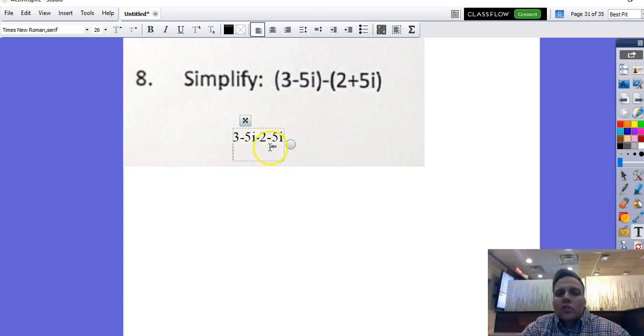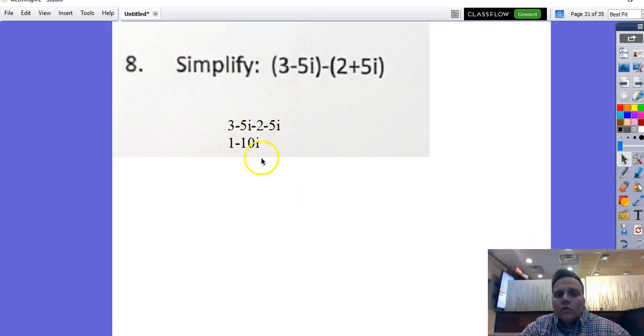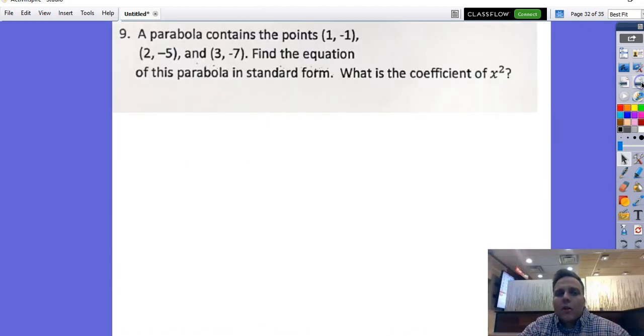So now I can just combine like terms. 3 minus 2 is 1. Negative 5i minus 5i is minus 10i. And there we go. That's our answer. 1 minus 10i. Alright, next problem.